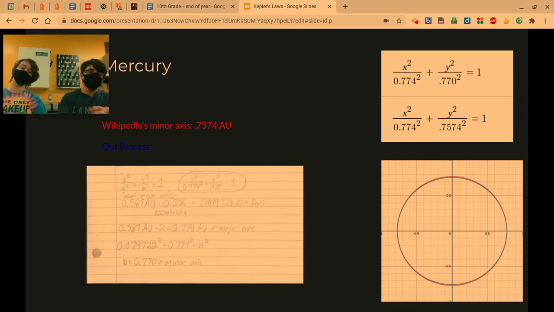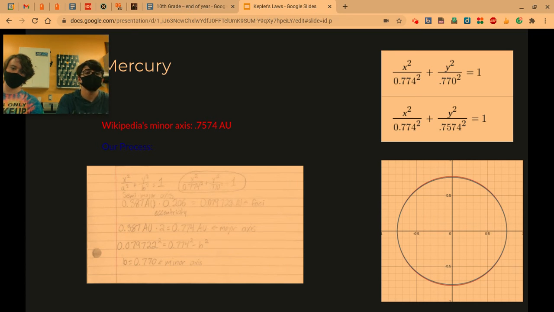So first off is Mercury, the planet closest to the sun. Here you can see our process in the little written section. We've laid out a lot more and labeled a lot, but we start off by multiplying the semi-major axis with the eccentricity to find the foci. All of these numbers were found on Wikipedia, to make sure we have consistency.